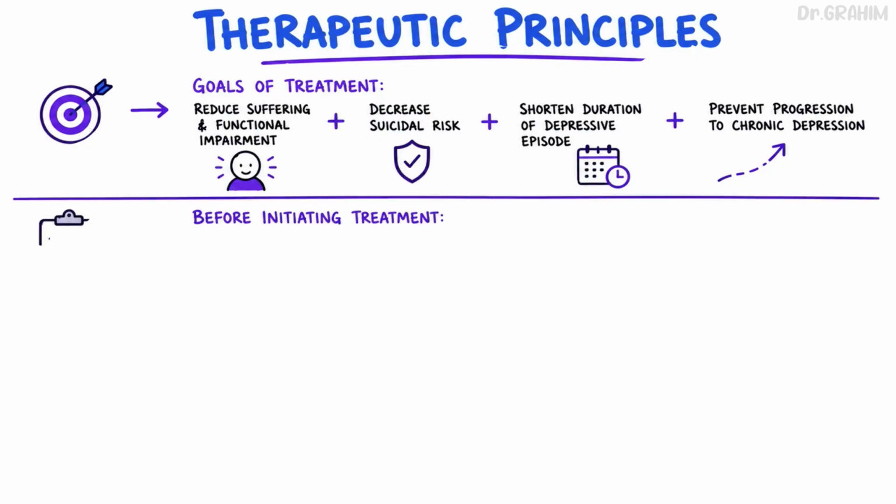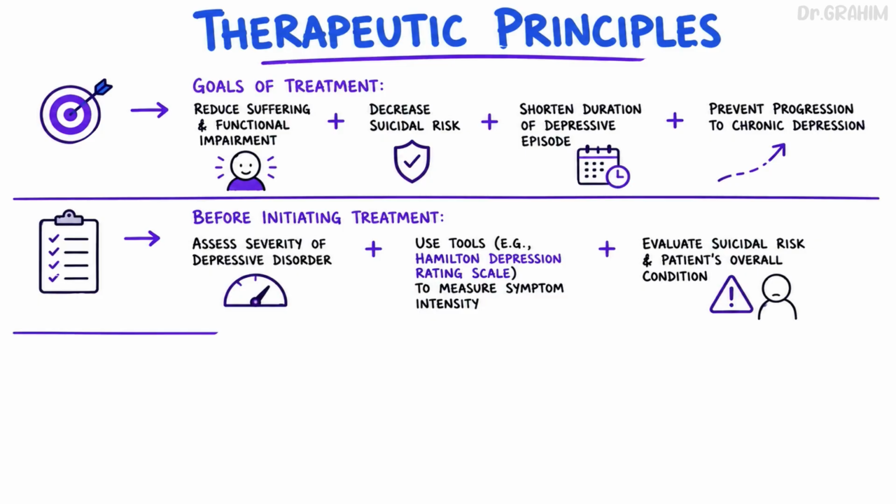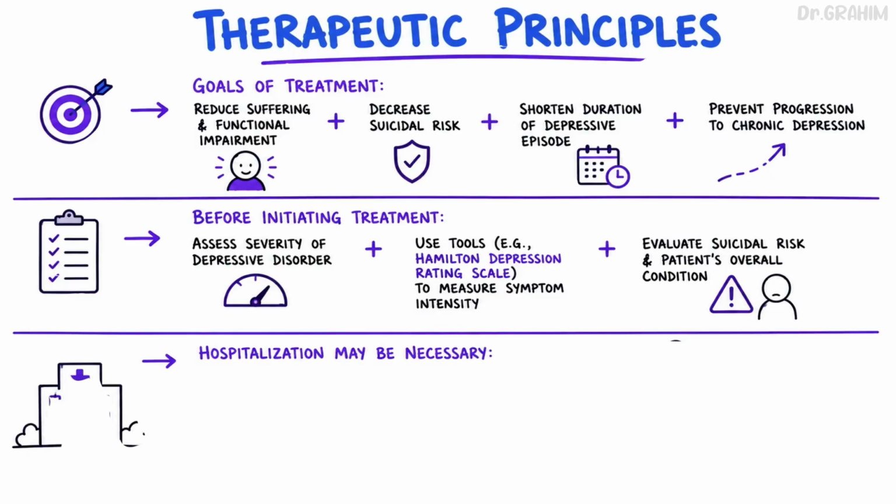Before initiating treatment, it is essential to assess the severity of the depressive disorder. Tools such as the Hamilton Depression Rating Scale are used to measure symptom intensity across multiple domains. It is also important to evaluate suicidal risk and the patient's overall condition. In certain situations, hospitalization may be necessary.